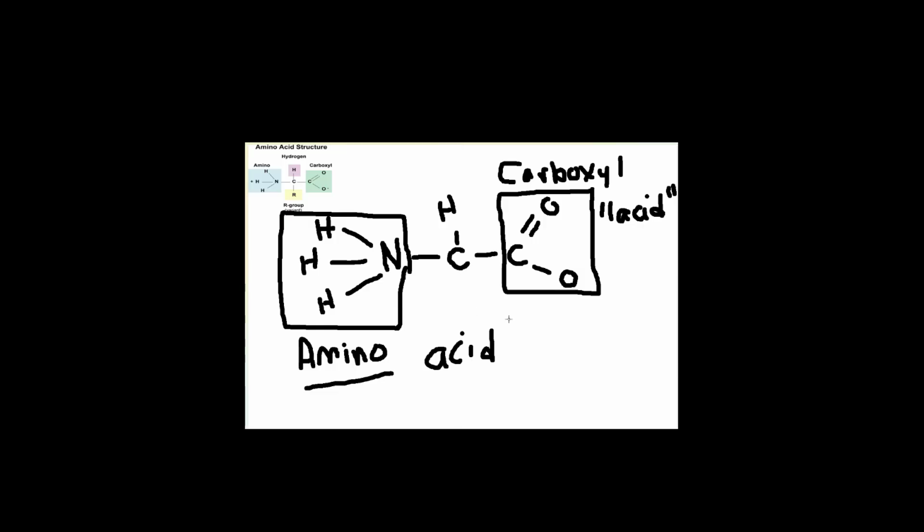Now, clear some space here. The last part of an amino acid is arguably the most important. So if we look down here, this is showing what's called an R group. R ultimately is better understood as a variable group.